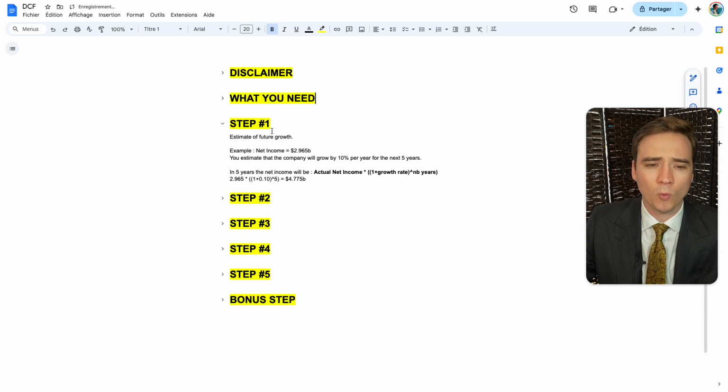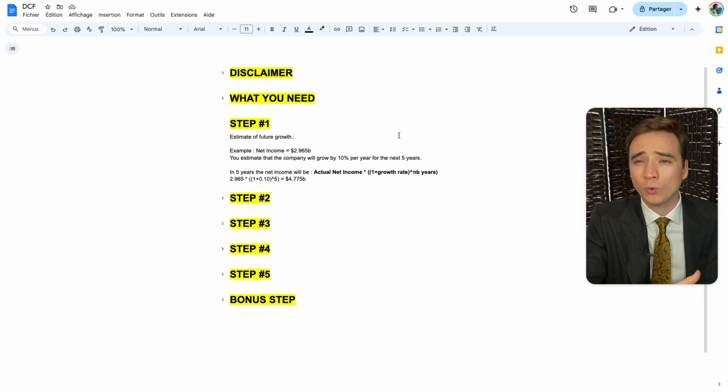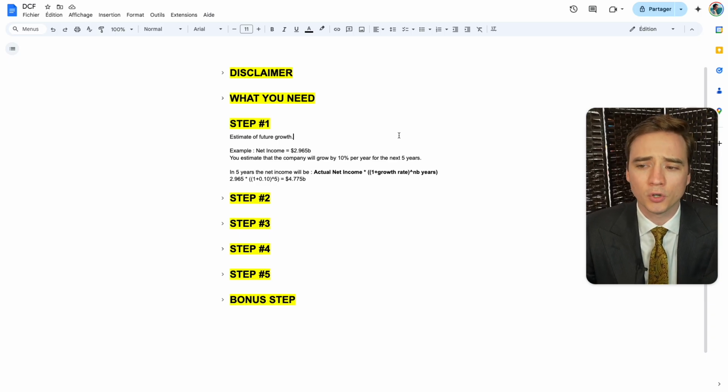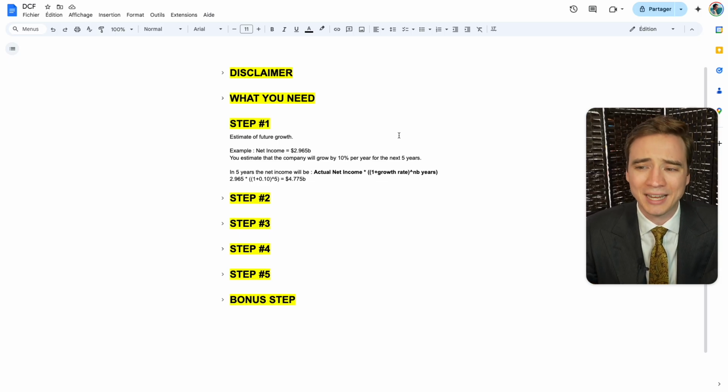So step number 1, first you will estimate a future growth, okay? For example, you have a net income of 2.9 billion. You estimate that the company will grow by 10% per year for the next 5 years. How do you determine this 10%? You have 2 options. You can have a look at the past performance. You can look at the last 20 years, the last 10 years, and it will show you, okay, during the last 10 years, the company grew by 10% per year. So maybe for the next 10 years, it will grow by 10% per year as well.